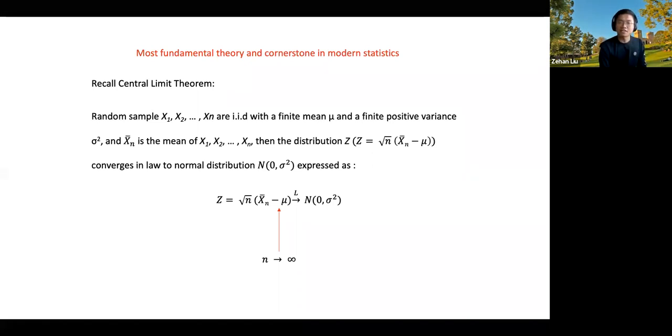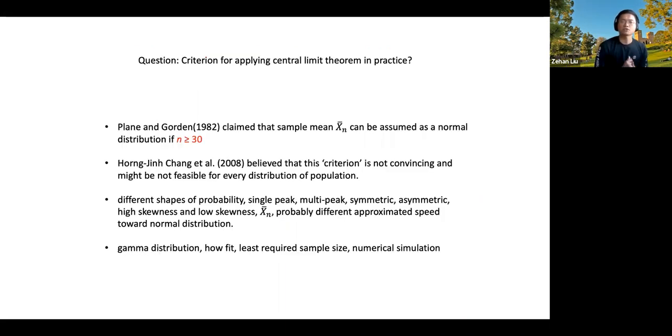When we apply the central limit theorem, we just assume n goes to infinity. However, in practice, we probably cannot get a sample mean with infinite sample size. So we probably have a question: what is the criterion for applying the central limit theorem in practice? Plan and Gordon in 1982 claimed that the sample mean xn bar can be assumed to be normally distributed as long as the sample size n is greater than or equal to 30. But Hongqu Zhang et al.